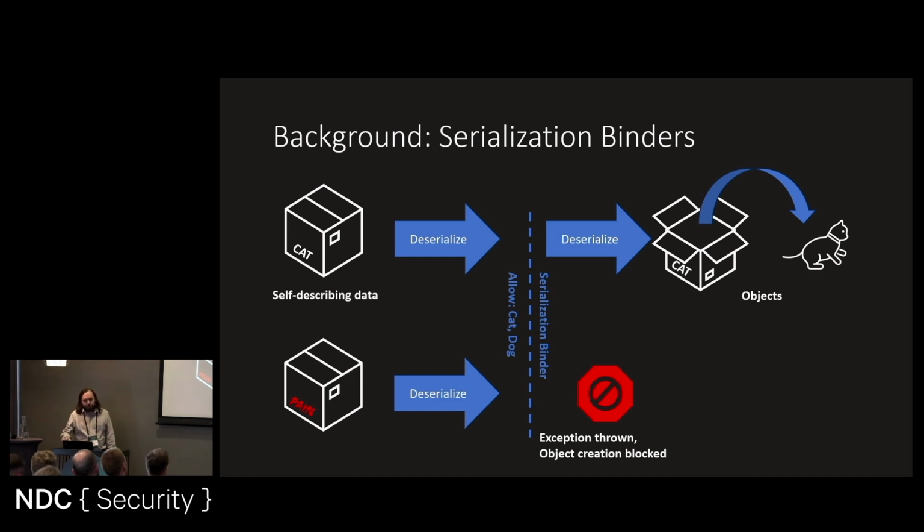So if you're doing it right, you can create an allow list, and the serialization binder acts like a filter. So when you're taking this maybe untrusted data and deserializing it, you get to say, well, okay, cat I know about. Cat is in my allow list. I'll make cat objects. Pane, I don't know what that is. I'll throw an exception. And then you never make a pane object, and things are a little bit better. The problem is nobody writes these correctly.